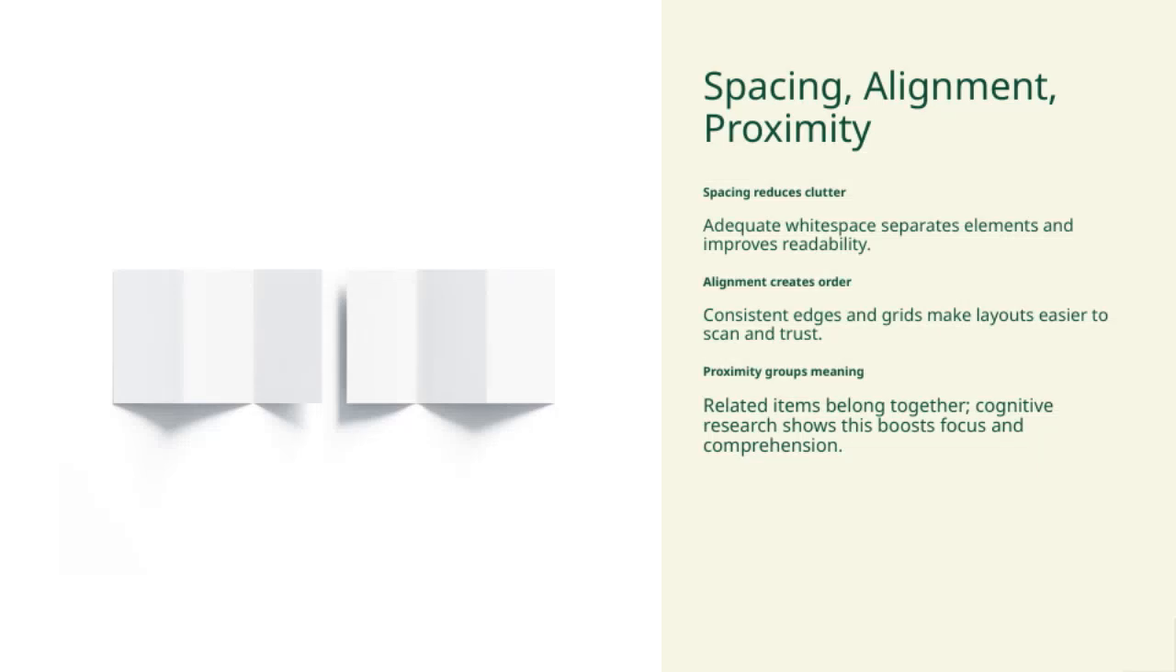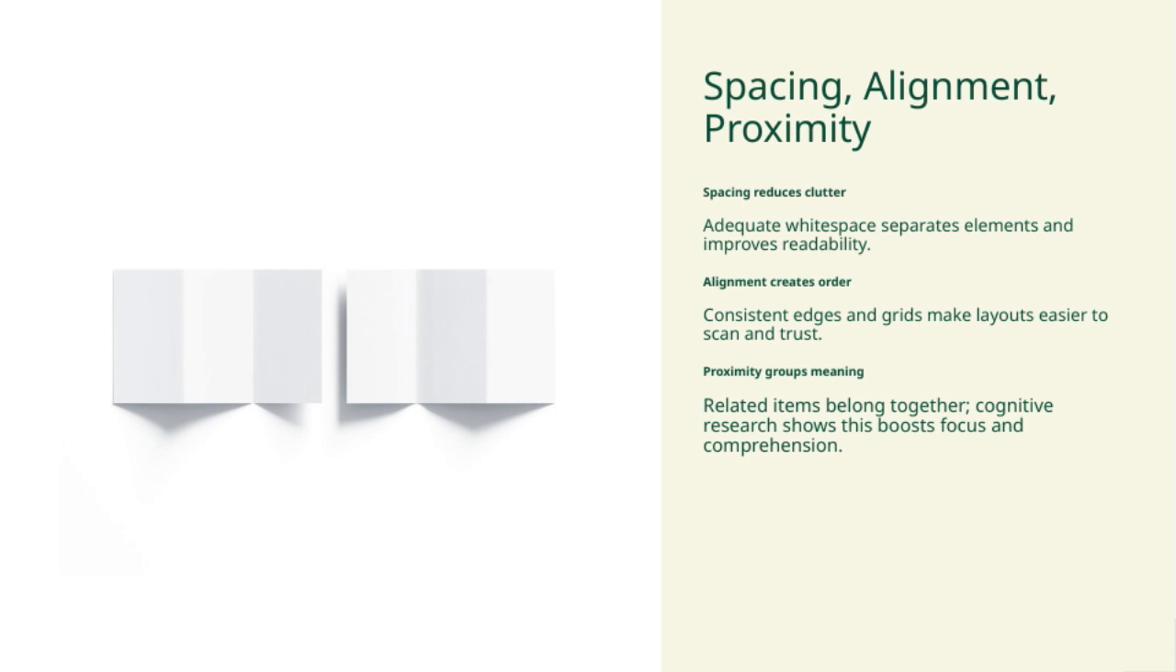Let's talk about how related items belong together. Cognitive research shows that grouping related elements actually boosts our focus and helps us understand information more easily. When items are close to each other, our brains naturally see them as a unit, which makes the message clearer. Proximity is a key principle here because it groups meaning. When related information is kept close, it reduces confusion and helps viewers make connections quickly.